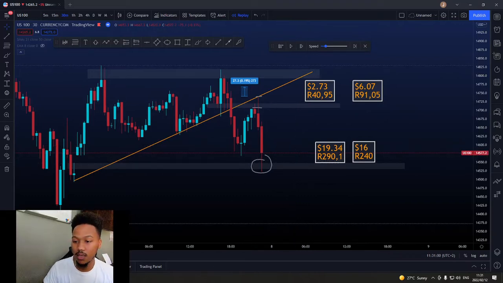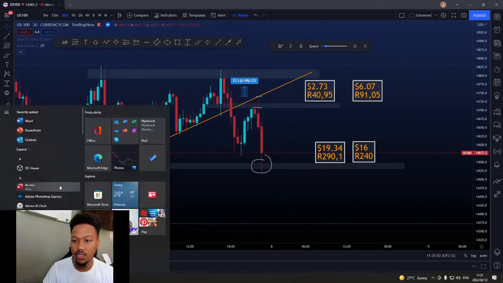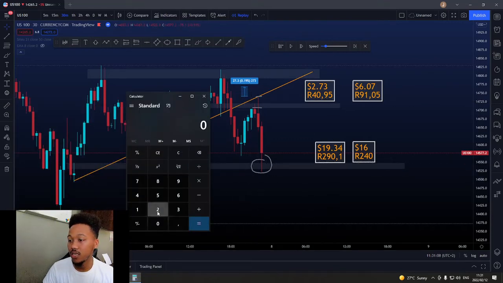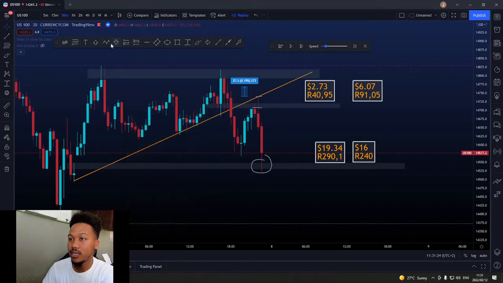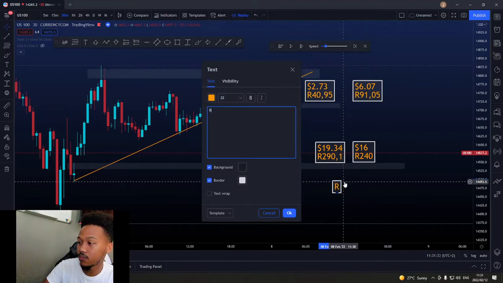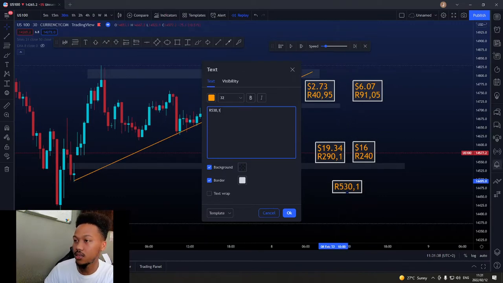Bang. Now, let's see how much you have just made on this little trade over there. We're going to take that 290.1 and we're going to add the 240. So you just gained 530 ZAR. You just gained that amount from this trade over there. Boom. So let's add it in over there. Let's accommodate for both a ZAR account and a dollar account.